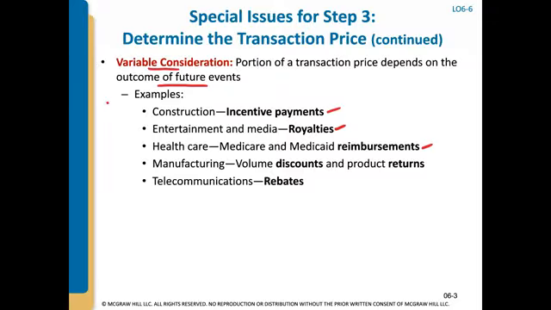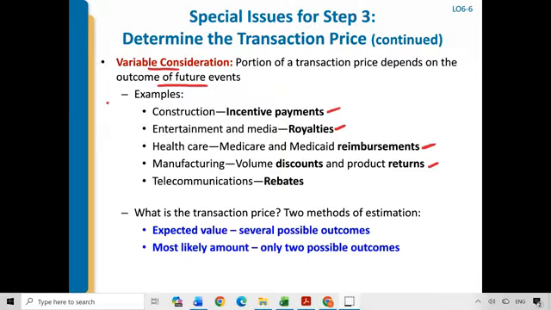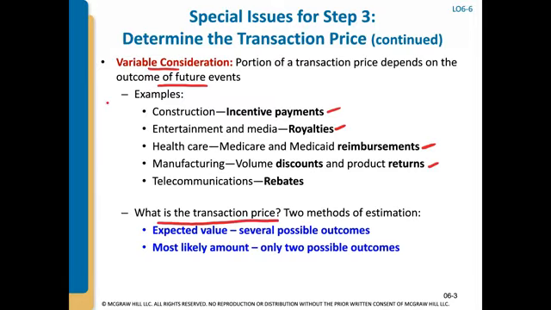Other examples are in healthcare, when insurance companies pay out Medicare and Medicaid reimbursements, the hospitals don't necessarily know how much they're going to get. In manufacturing, a manufacturer could sell products to a seller, and if they sell a certain amount, then they might get a 2% volume discount on that amount. So there are various ways that a transaction price is not necessarily fixed. The question arises then, what is the transaction price? How much revenue do we need to recognize when we make a sale?